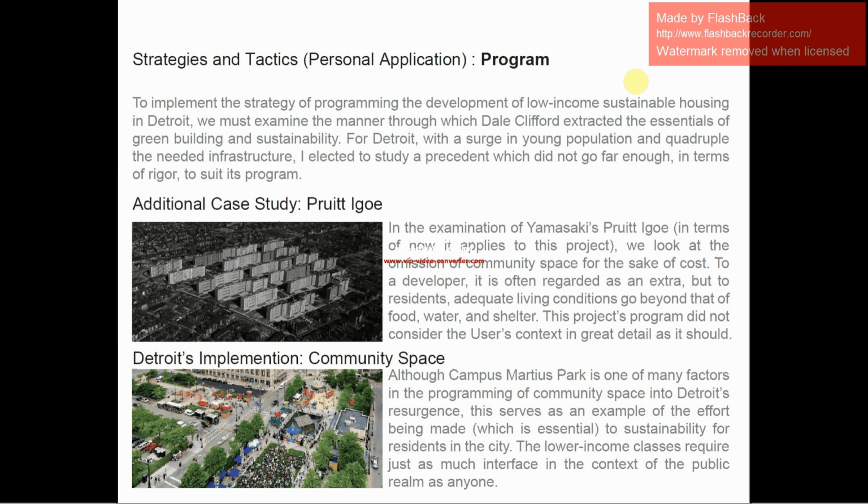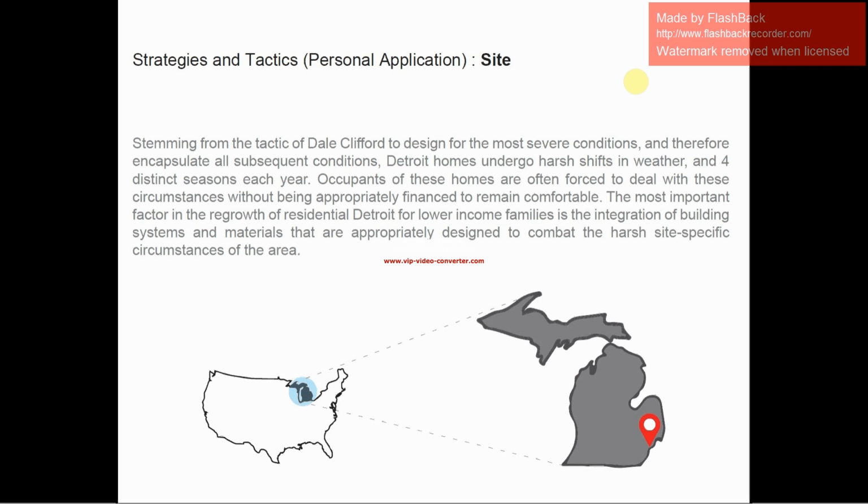And so what I see as an integral component to Detroit housing for lower income families remaining sustainable would be incorporating the community space as an integral factor to this development.